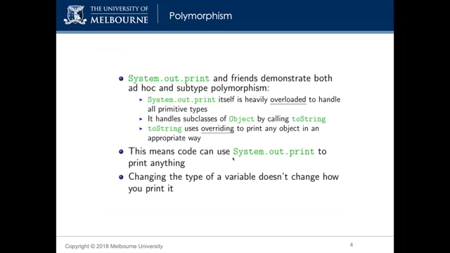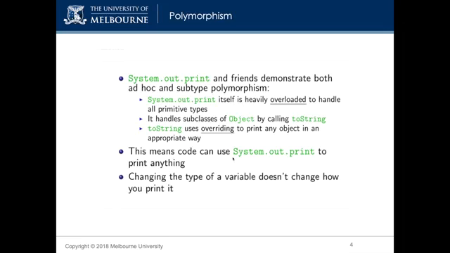Now, you've used polymorphism already when you consider the print statement. When you choose System.out.print, and you decide that you're going to print anything from a number, float, or any of the primitive types, or in fact any object or any toString, you don't have to specify to the print statement what type of data you're providing. Instead, you simply provide the data that you want to print, and Java takes that data type that you have selected and prints it out. So it's heavily overloaded to handle all the primitive types. It handles subclasses of objects by calling the toString. ToString uses overriding to print any object in an appropriate way.